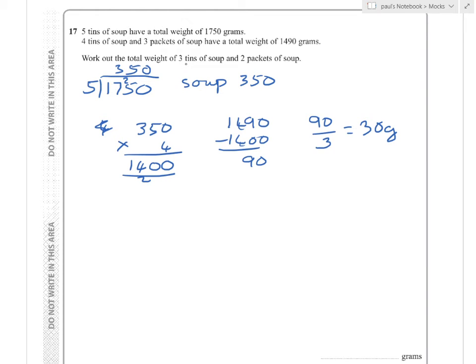The total weight of 3 tins of soup. Right, so 3 tins of soup is 3 times 350, and 2 packets of soup is 2 times 30. So that equals 60. So 3 5s are 15, and 3 3s are 9, 1 is 10. So add those two together. So that's 1110. Okay, 1110 grams.